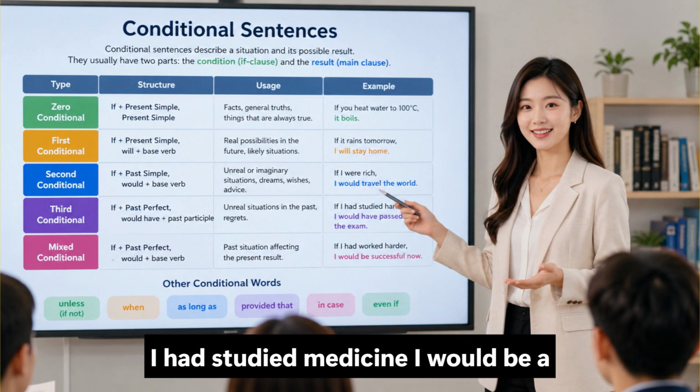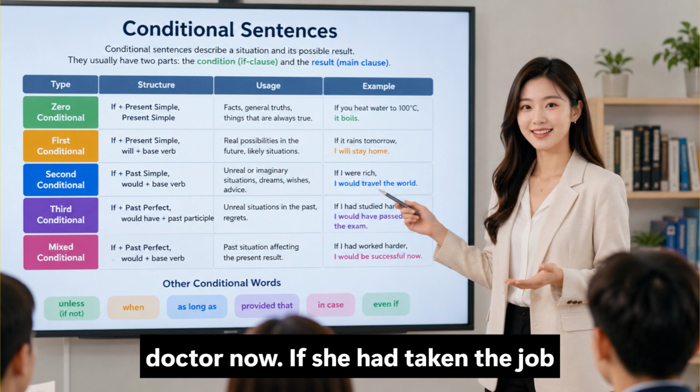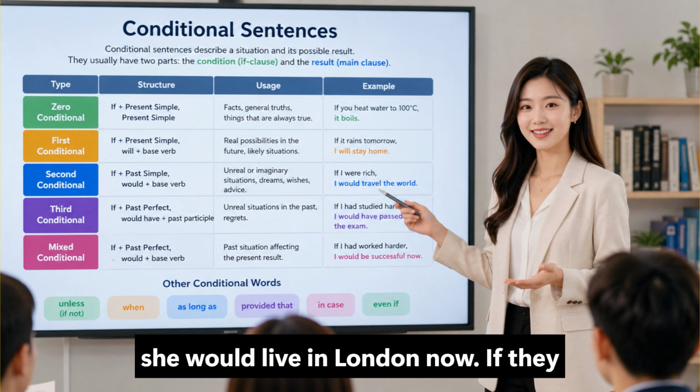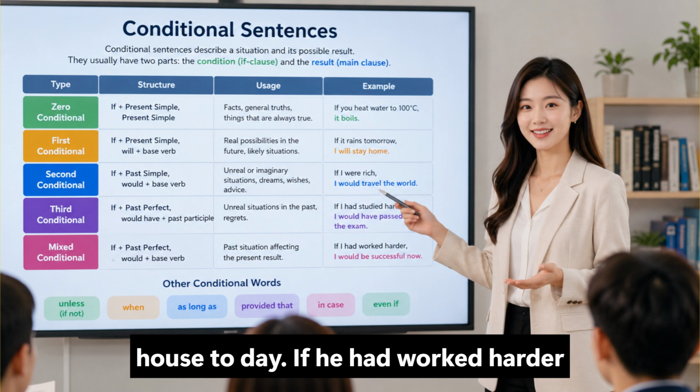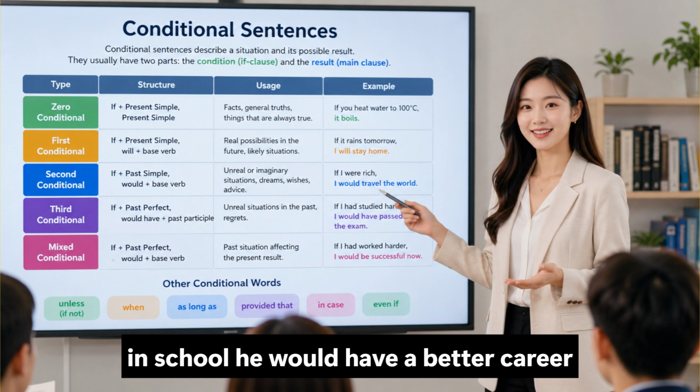Examples. If I had studied medicine, I would be a doctor now. If she had taken the job, she would live in London now. If they had saved more money, they would own a house today. If he had worked harder in school, he would have a better career now.